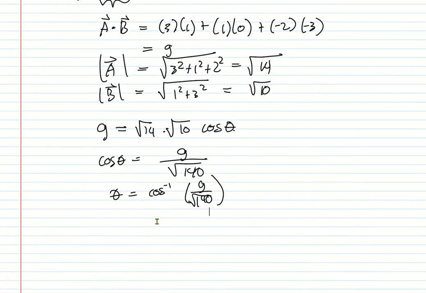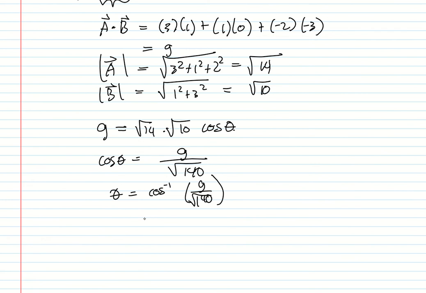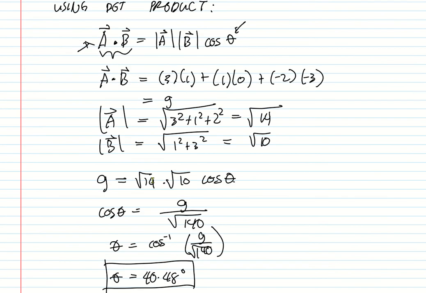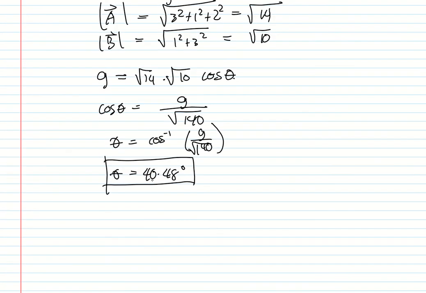And if you calculate this in degrees, the answer will be 40.48 degrees. So this is the smaller angle between the vectors A and B by using the dot product. We can also use the cross product to calculate the angle. So let's try it using the cross product.